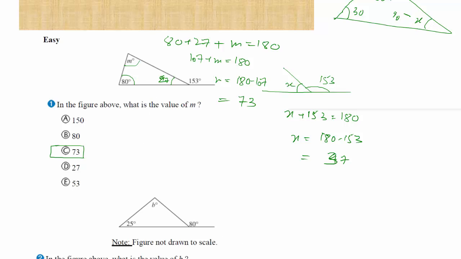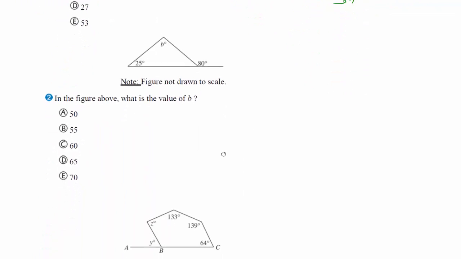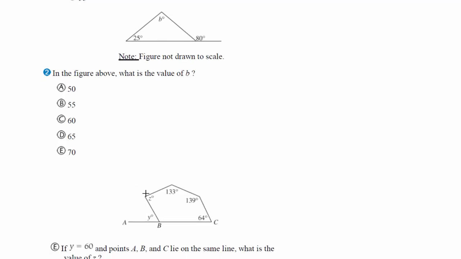Now let us move to the next question. Question number 2. In the figure above, what is the value of b? The figure is not drawn to scale, so we don't need to believe the figure, we just have to believe our calculations. We have to calculate b, but we don't know the third angle of this triangle. Again, the same thing: the sum of the angles of a linear pair is 180. So this plus this will be 180. So this can be 100, right? 100 plus 80 will be 180.